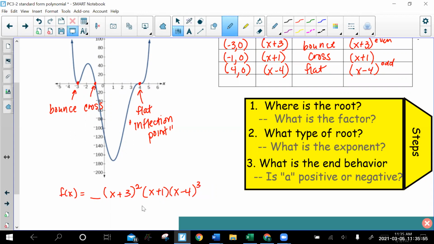Now, I put the factors in this order, and that's the order I generally want you to use on formative, but it doesn't matter what order they're in. This is just easier to copy and easier to write. The only exception to putting it in this order from left to right is if you have a root at 0. If there's a root at 0, which there isn't in this case, then my factor would be x minus 0, which is the same thing as just an x factor. If there's an x factor, then you would put that out front.